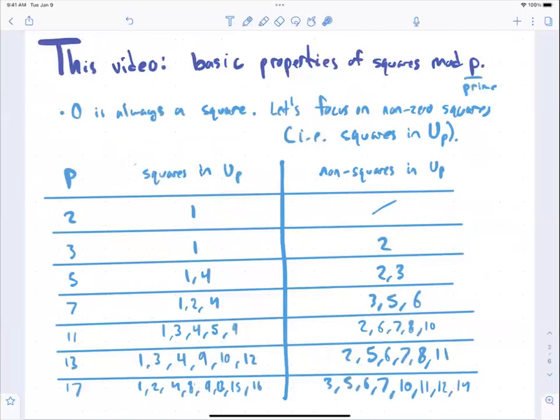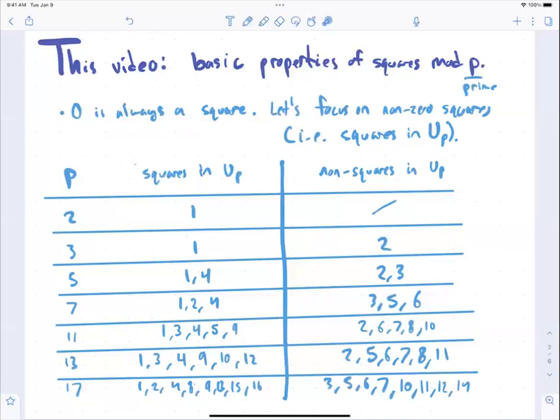So in this video, I just want to go over some basic properties of squares mod p. We started investigating this a little bit in class on Thursday, and I want to finish up that investigation. So one observation is that 0 is always a square. So 0 is 0 squared. More generally, if I take any square integer and I look at it mod p, that's always a square. Like 4 is always a square mod p because 2 squared is already an integer. 9 is always a square mod p because 3 squared is already an integer. But in particular, 0 is always a square.